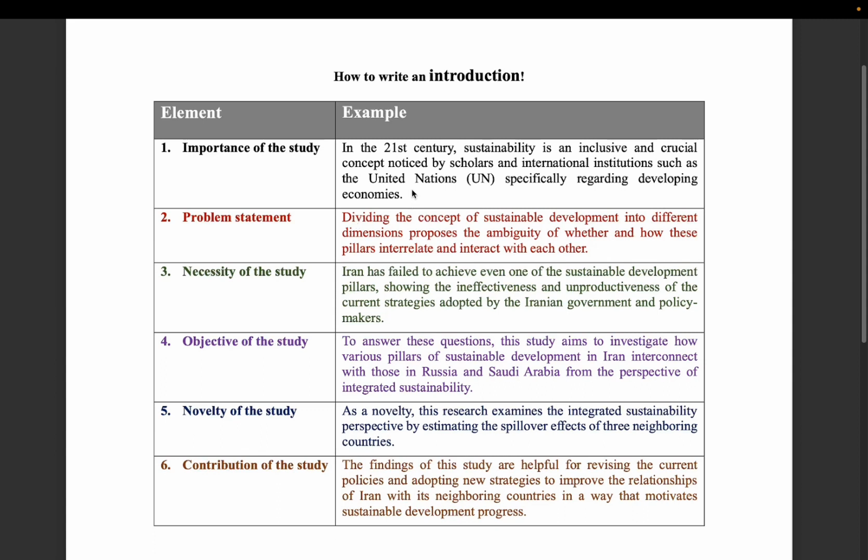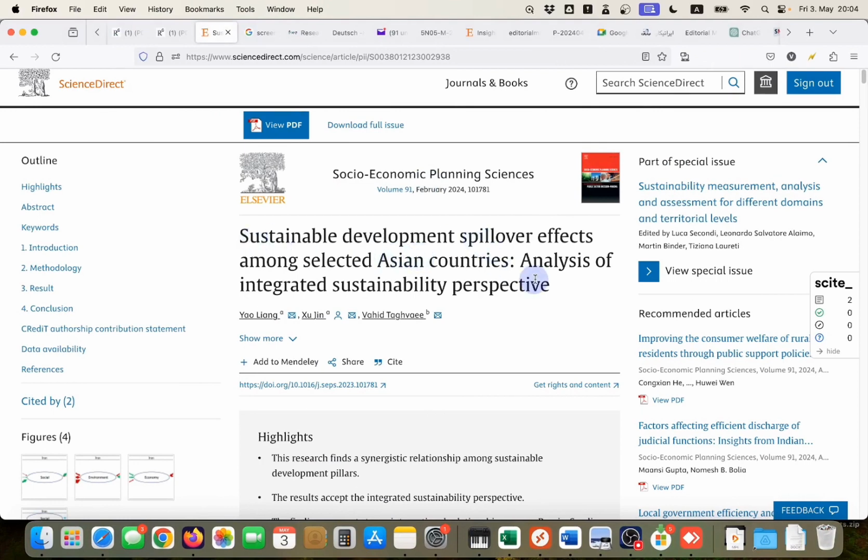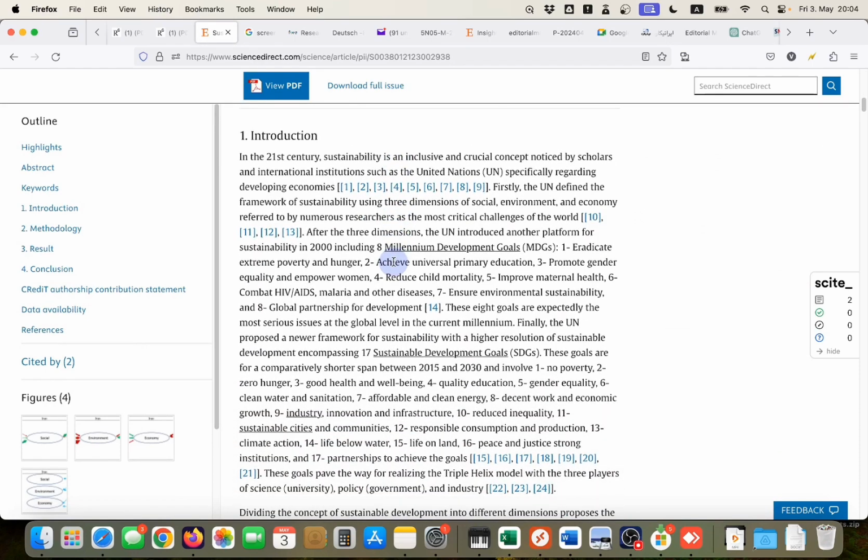To understand these elements with more details, we use some sample sentences derived from a published paper, Sustainable Development Spillover Effects Among Selected Asian Countries, published in Socio-Economic Planning Sciences. We use the introduction of this paper to explain the elements one by one in summary.